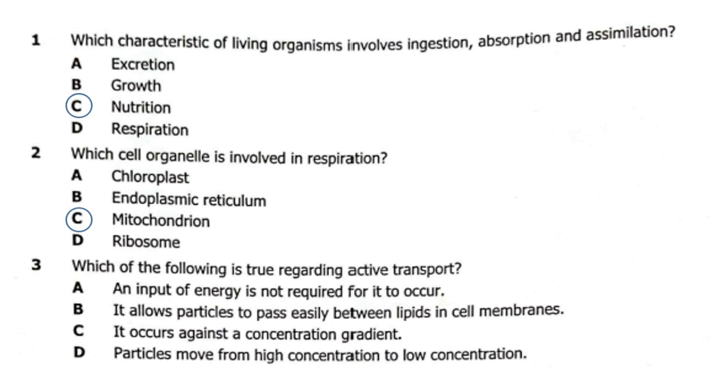Question 3. Which of the following is true regarding active transport? A. An input of energy is not required for it to occur. B. It allows particles to pass through easily between lipids in cell membranes. C. It occurs against the concentration gradient. D. Particles move from high concentration to low concentration. The correct answer here is C. It occurs against the concentration gradient.